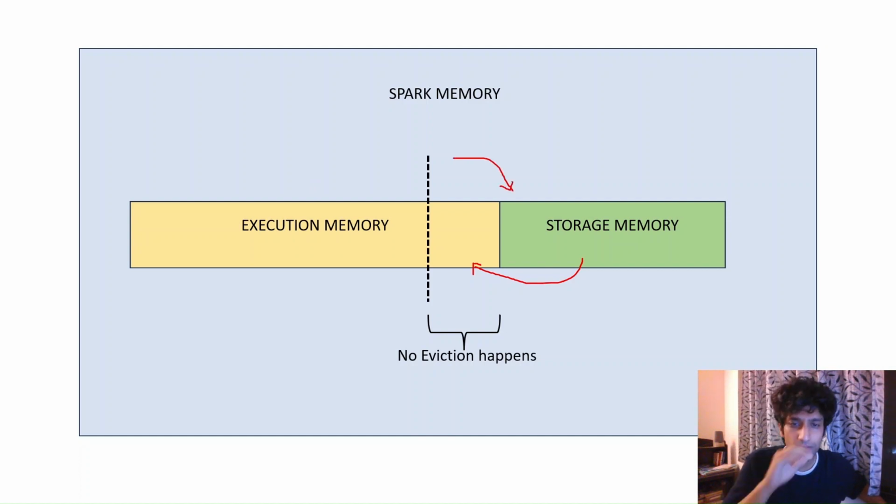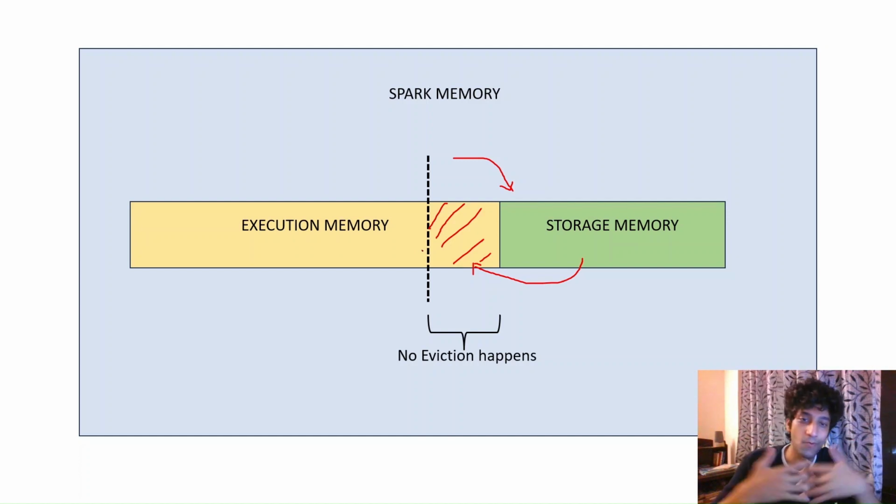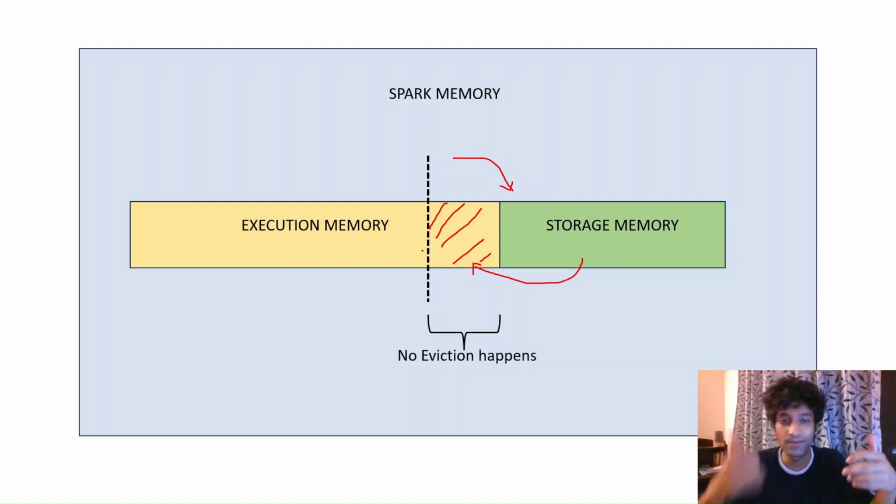There is also a third kind of situation where the storage memory is full and the execution memory is also full, right? Like a tug of war, like I want more storage memory, I want more execution memory. In that case, there comes a situation of LRU cache, where the memory is freed based on the LRU mechanism.